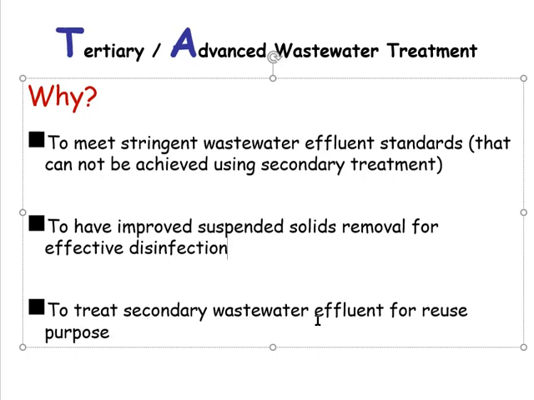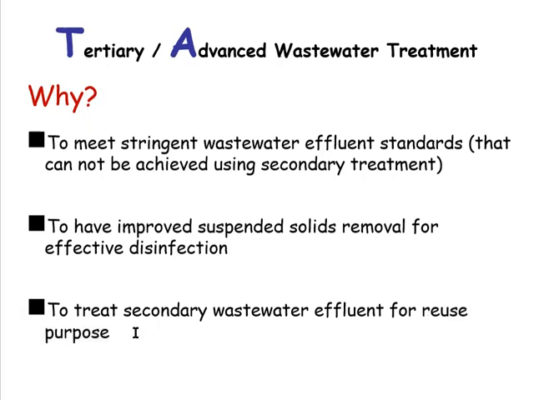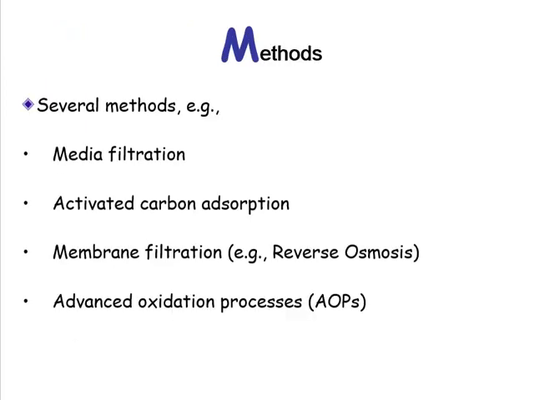The secondary treated effluent cannot be reused directly. So you have to go for tertiary treatment for reuse. For example, if you want to use the wastewater for growing potato and tomato, for growing food, you cannot use any wastewater containing pollutants. So you go for tertiary treatment to get very clean water for growing those plants. There are different advanced methods, called media filtration, activated carbon adsorption, membrane filtration, and oxidation processes. All these methods come under tertiary treatment or advanced treatment.